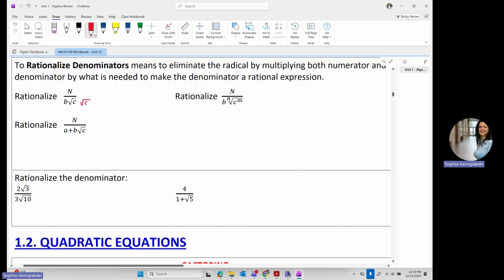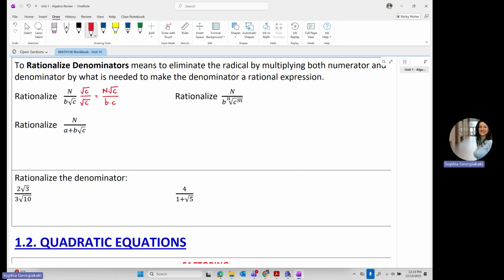multiply both denominator and numerator by the square root, the irrational part. The b is rational, so we don't really care for the b over there. We just want the square root of c to go away. If we multiply with the square root of c, the denominator will be b times c, because square root of c squared will be c. The numerator will be the numerator that we had times the square root of c.